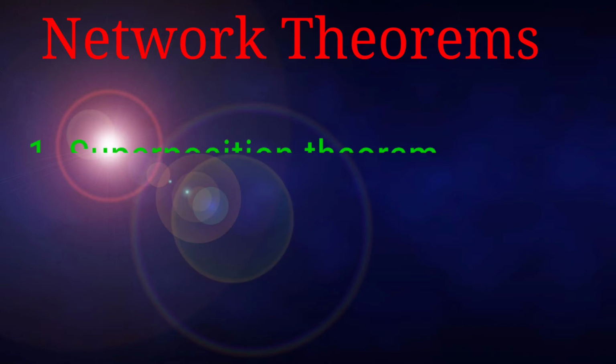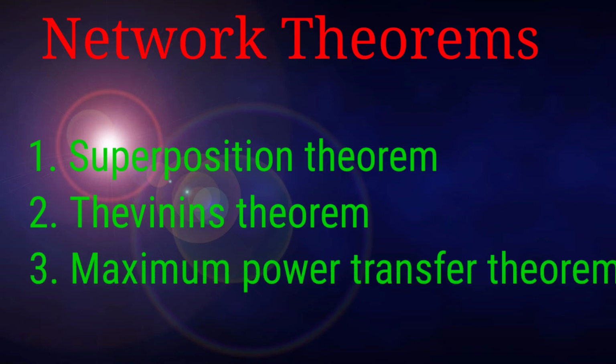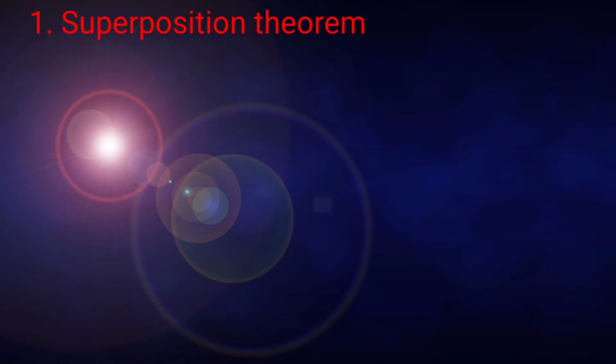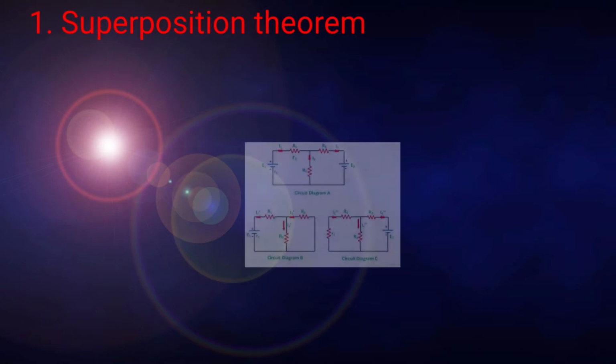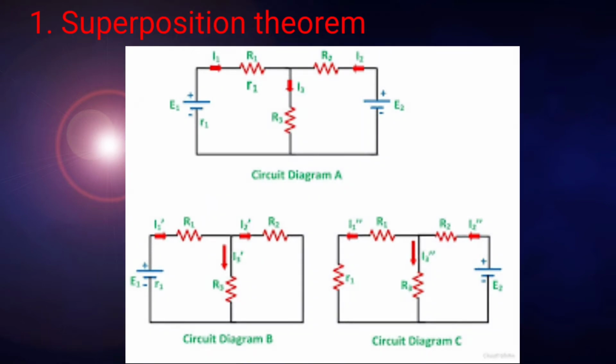Here we have three theorems in the syllabus: the superposition theorem, then Thevenin's theorem, and then the maximum power transfer theorem. These three theorems we have in the syllabus, and let us learn today the first theorem, that is the superposition theorem. As the name indicates, what exactly does superposition mean? What is the general meaning of superposed? When two or more are acting simultaneously.